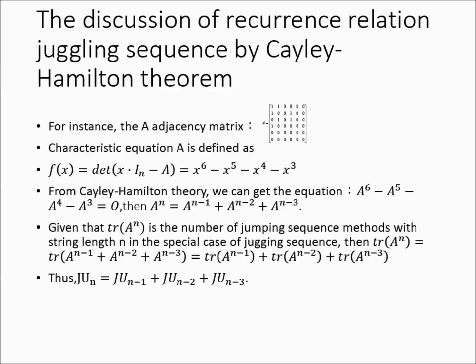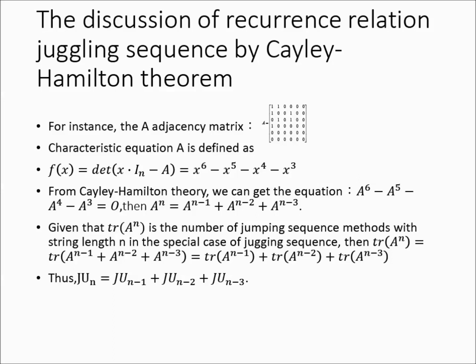The discussion of the recurrence relation of juggling sequence by the Cayley-Hamilton theorem. For instance, the adjacency matrix A is shown on the slide. The characteristic equation of A is defined as the equation down below. From the Cayley-Hamilton theorem, we can get that the equation will become like this.